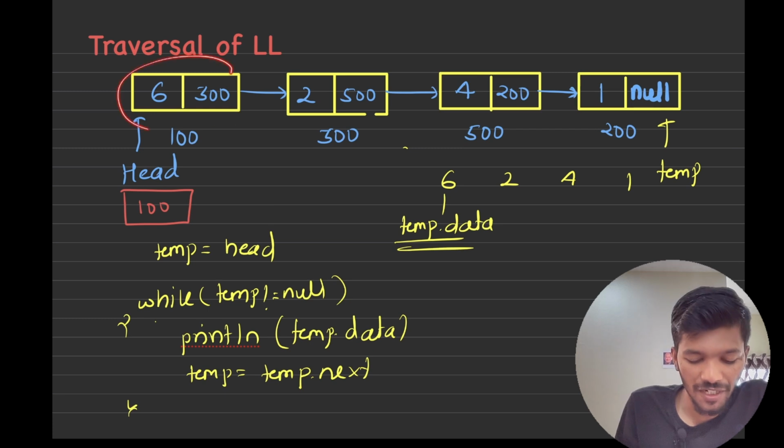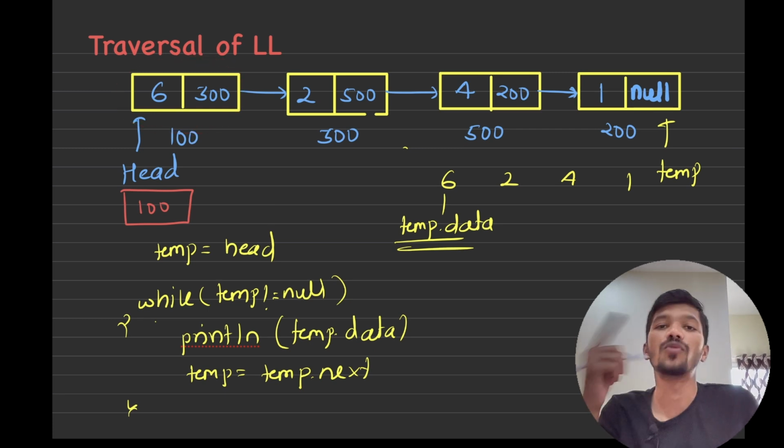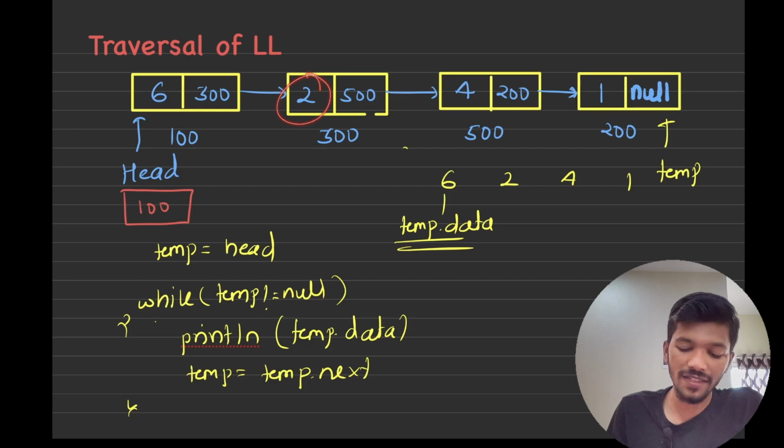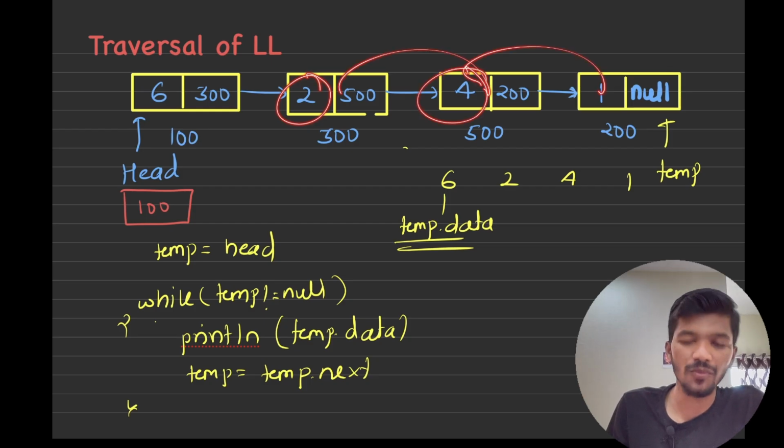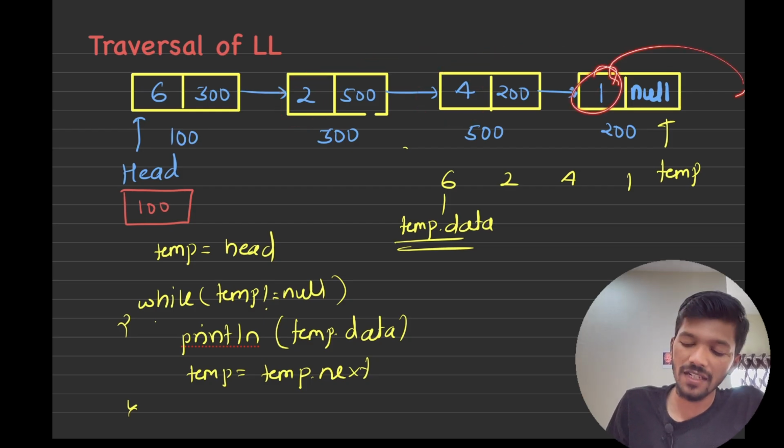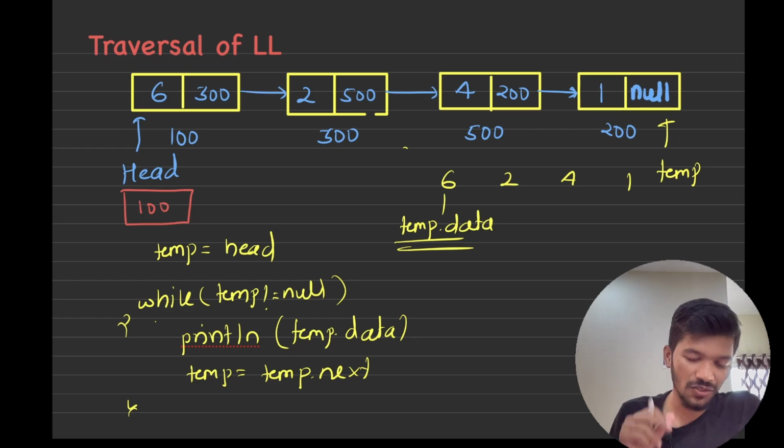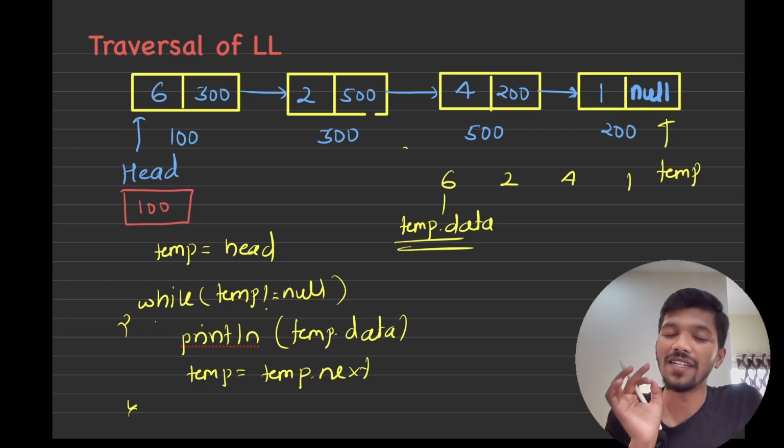Once you come inside the loop, first of all print the data of the node you are pointing to. Let's suppose I am pointing to 6: first print the 6 and then move ahead, first print the 2 and then move ahead, first print the 4 and then move ahead, first print the 1 and then go out of your list, right? So this is how we can traverse the list.